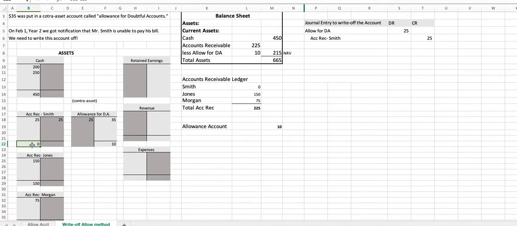Now, in the case of Mr. Smith eventually paying this bill, what I would have to do is reinstate this account. That means I would have to reverse this entry. I would just flip it, reverse this entry, then I would record the collection as if the write-off never happened.